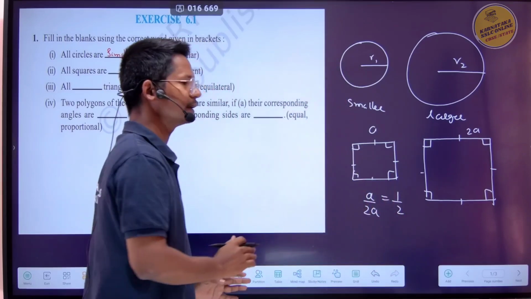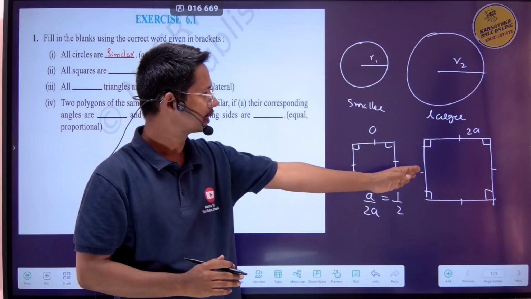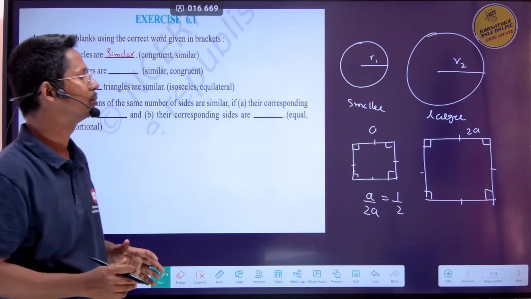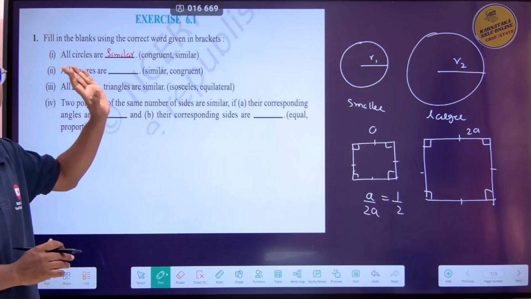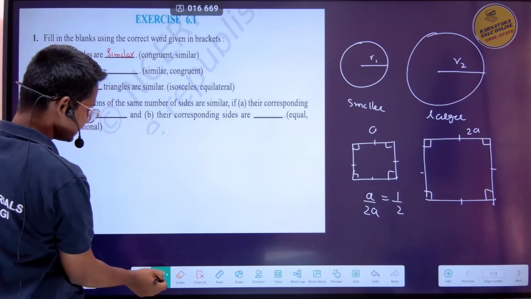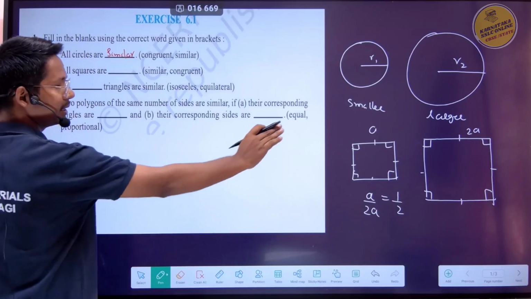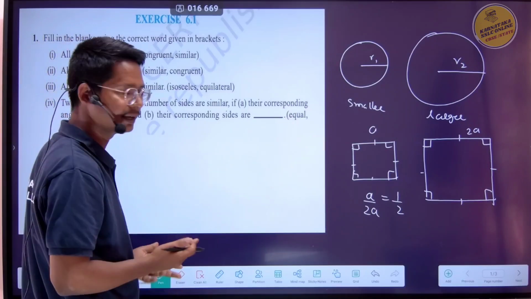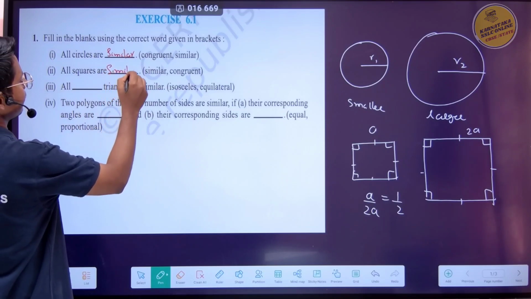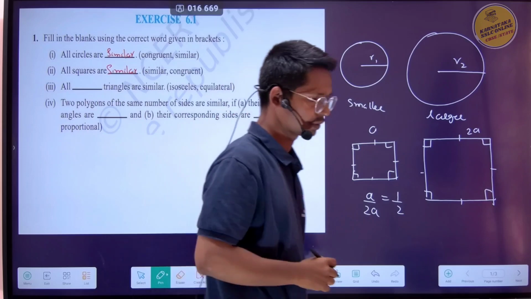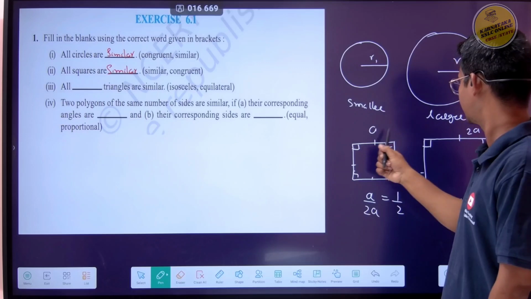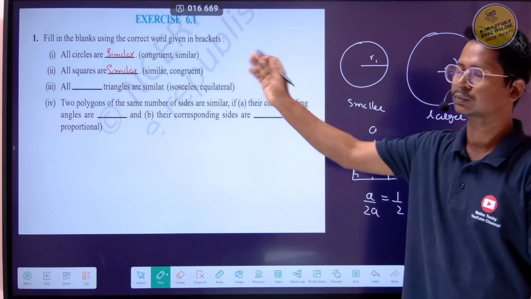So the figures which have the same angles but different corresponding sides ratio are not going to be called congruent, but it is a similar figure. So all squares are again said to be similar, because we have only the same shape, but size wise it is different. So it is similar. So we have the same shape and corresponding angles are equal and the corresponding sides ratio is also equal, so they are called similar.